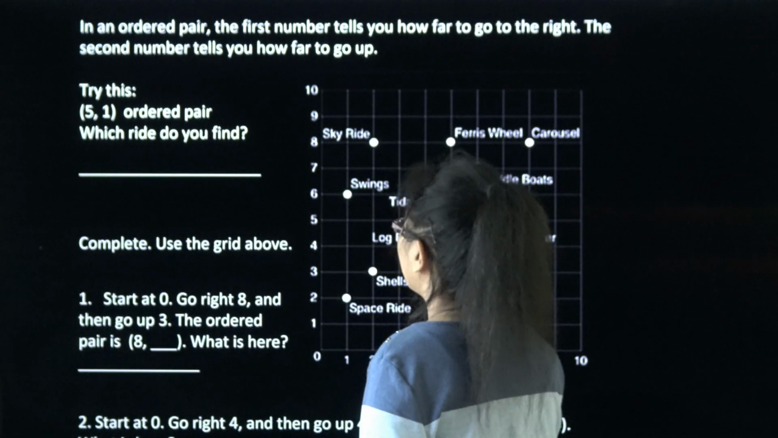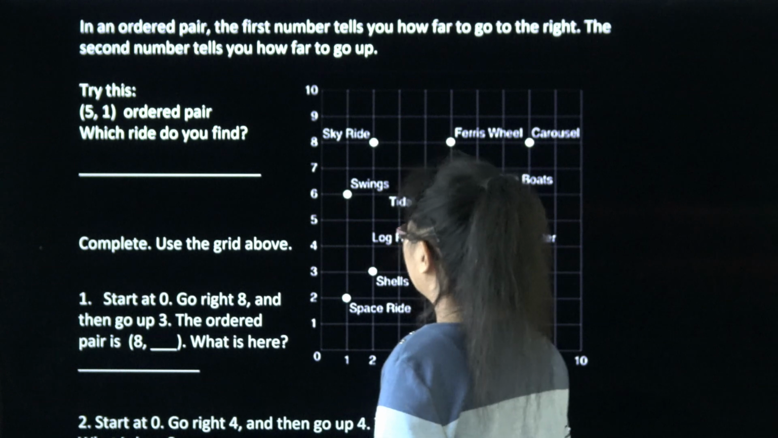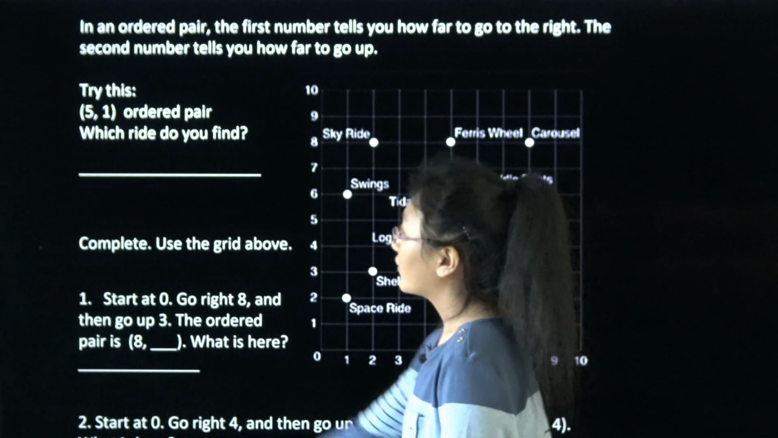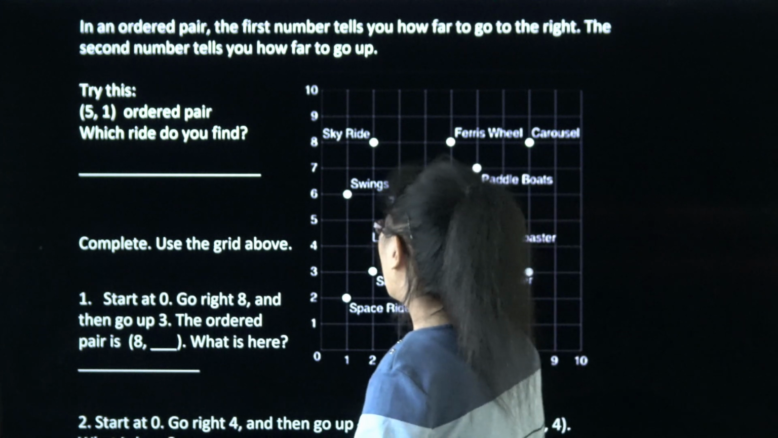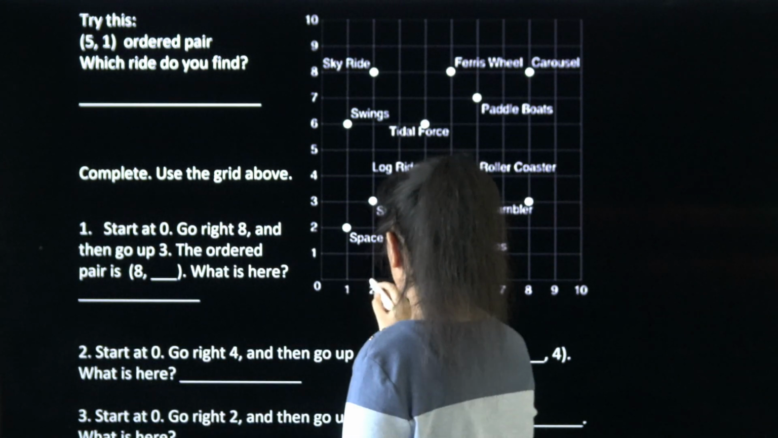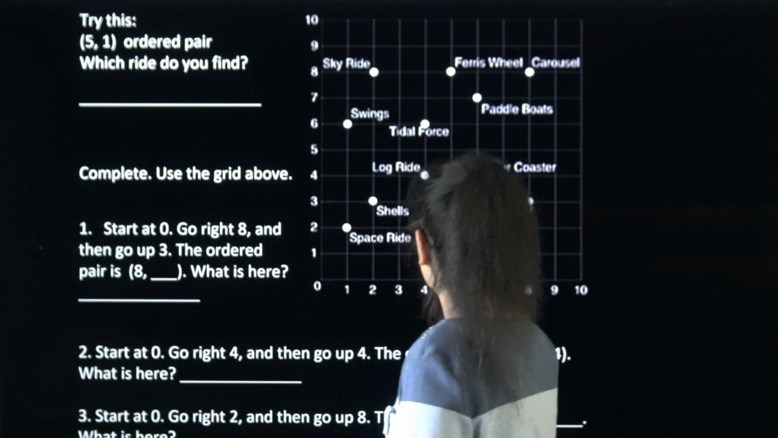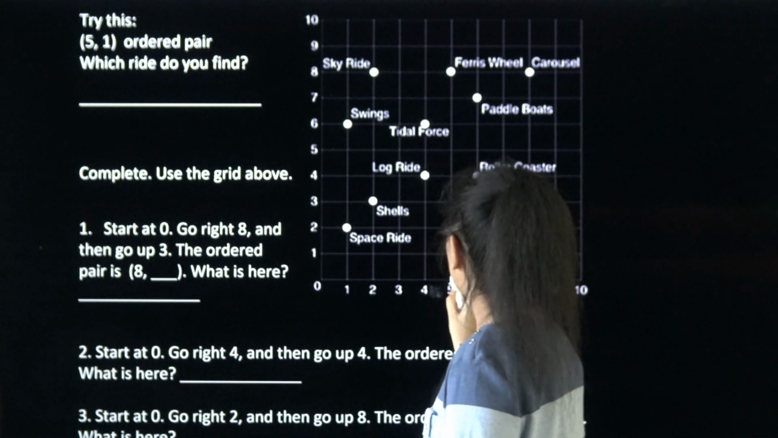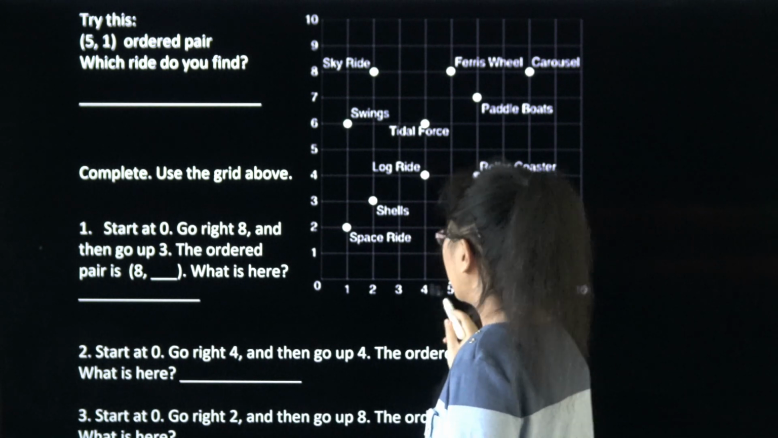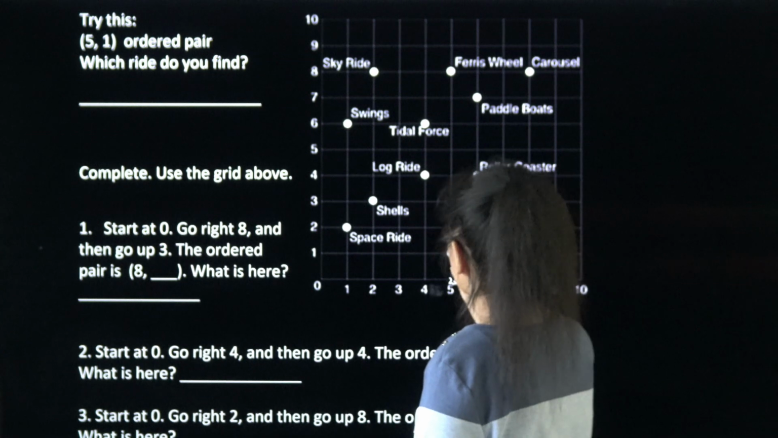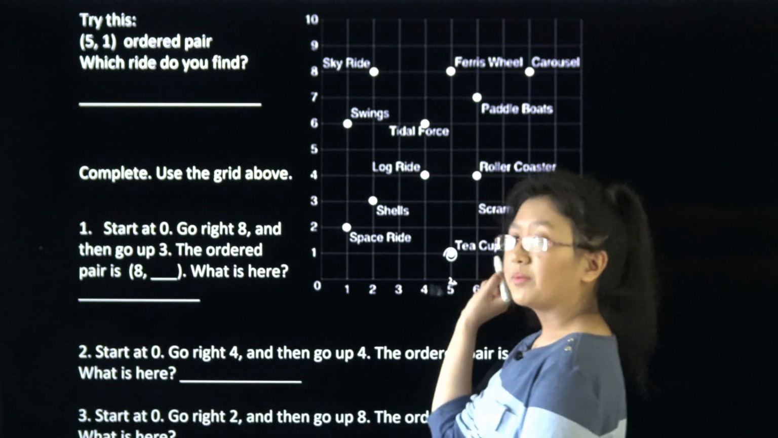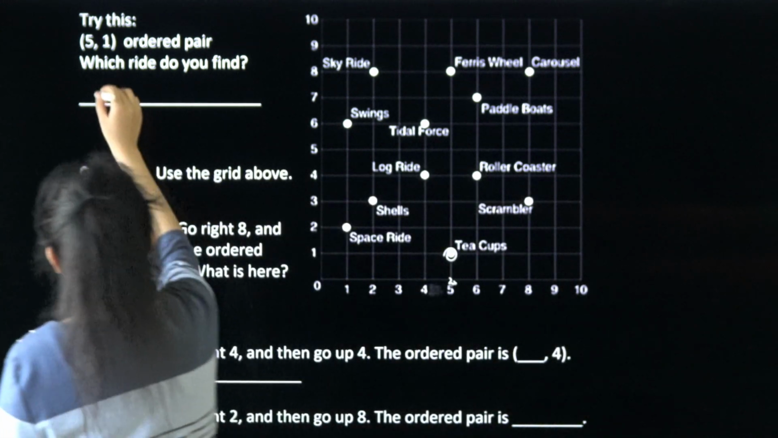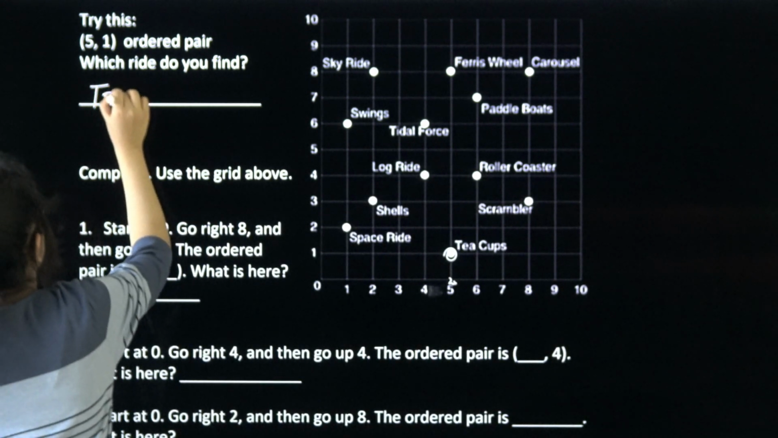5, 1 is an ordered pair. So which ride do you find? So the first number is 5. We move 5 squares to the right. So let's see. 1, 2, 3, 4, 5. So the number 5 is here. And then 1, it tells us to move 1 up, which is here. Which ride do we find? We find the teacups ride. So we write teacups.